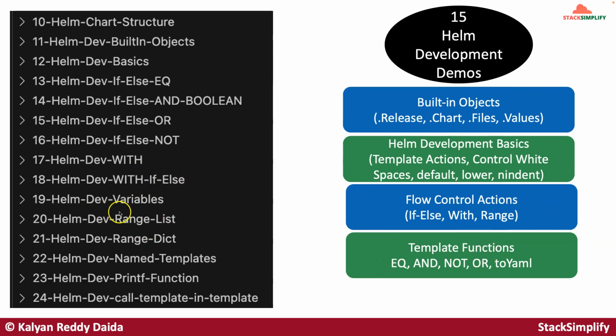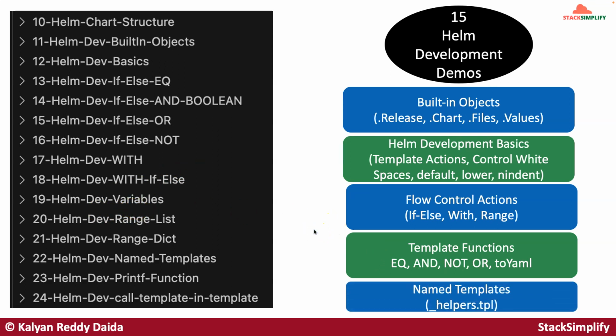And from there, we'll also learn about Helm variables. After that, we'll learn Helm named templates. We also have 3 demos dedicated to named templates, and we will learn in detail how to write named templates in helpers.tpl, how to call one named template in another named template, and how to call the template in the Kubernetes Helm template. All those things we are going to implement. In addition to that, we will also implement the flow control action range with list and also dictionary, so that we can cover more ground in that line.